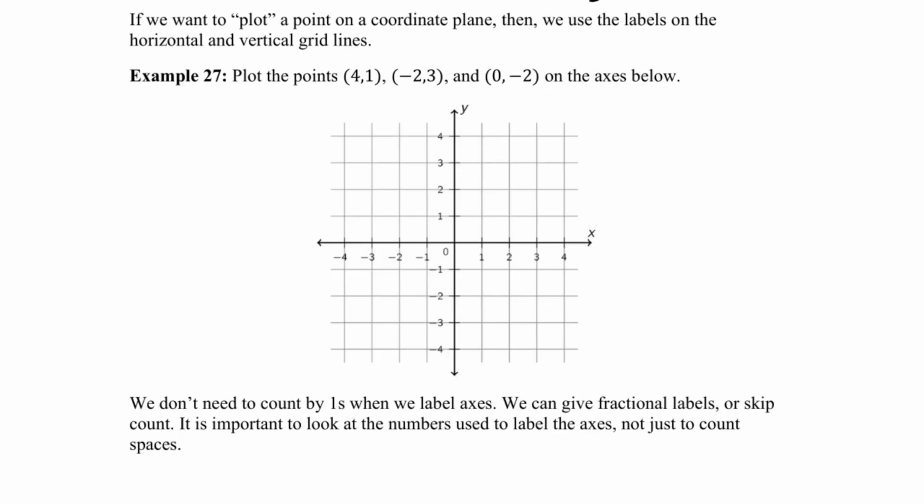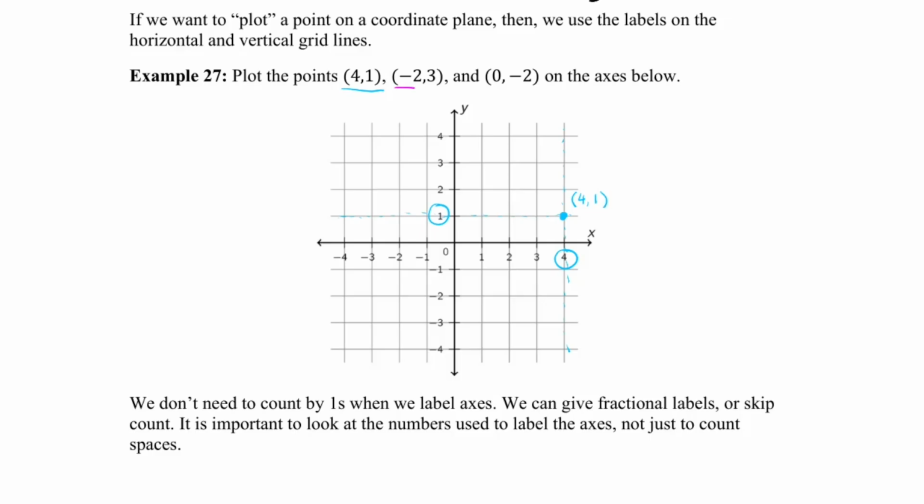When we go to plot a point on a coordinate plane, then, we'll use the labels on the horizontal and vertical grid lines to figure out where our point is. The word we use for drawing a point at a certain position is plotting the point. So we want to draw the point 4, 1. We find the 4 on the x-axis. So we want to be somewhere on this vertical line. We find the 1 on the y-axis. We want to be somewhere on this horizontal line. The place where we cross is this point. So this is the point 4, 1.